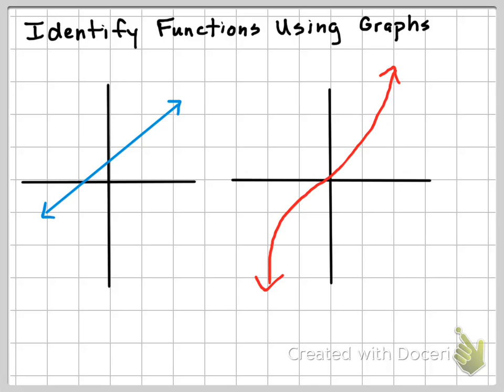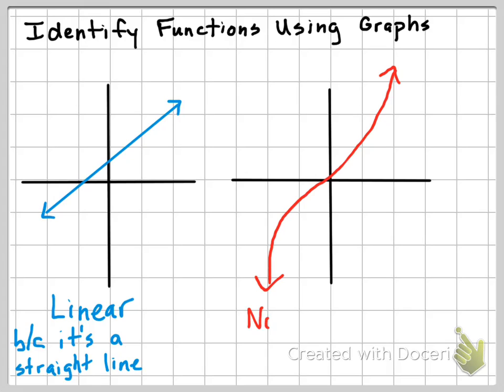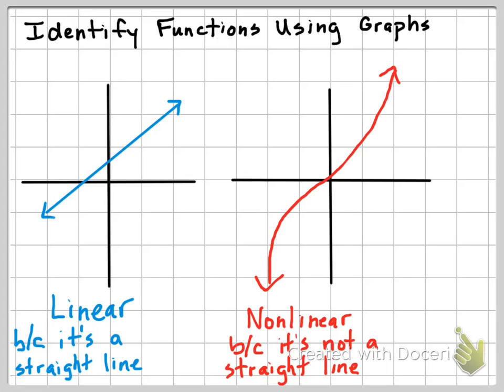Okay, so looking at the first one, the blue line, that one is linear. And it's linear because it's a straight line. That means it has a constant rate of change. That's what makes it linear. And if you look at the red line, it is nonlinear because it is not a straight line. It curves this way and curves back up that way. It's not straight. So since it's not straight, that means it does not have a constant rate of change, which means it is nonlinear.